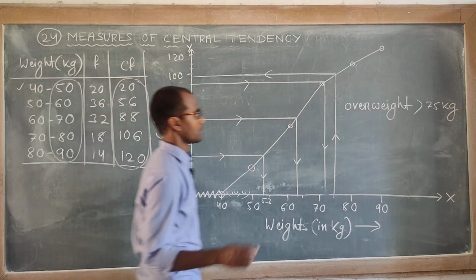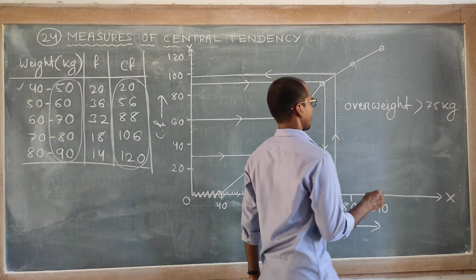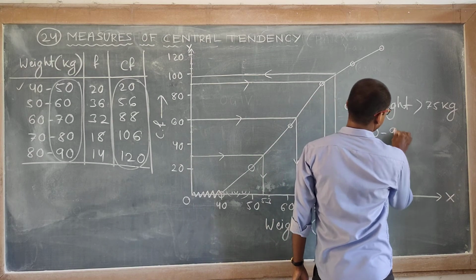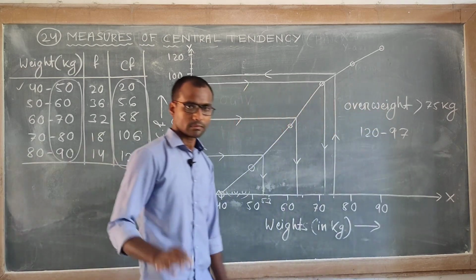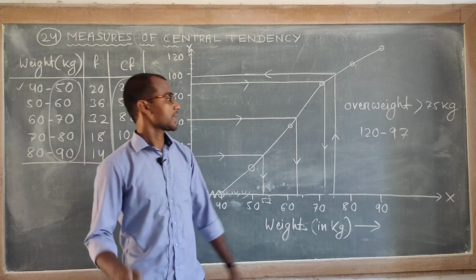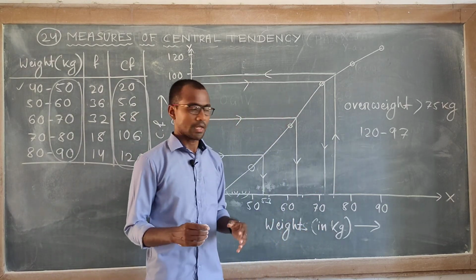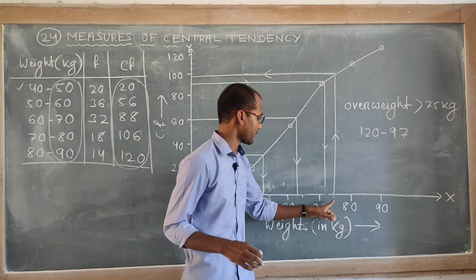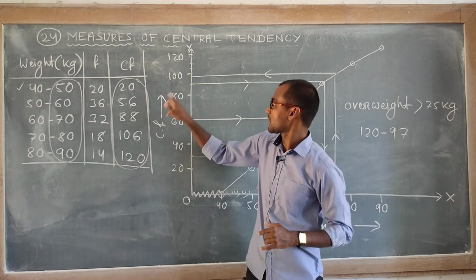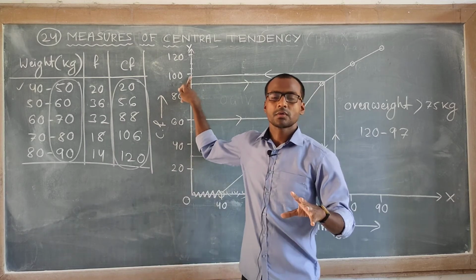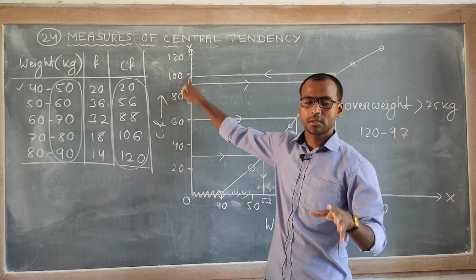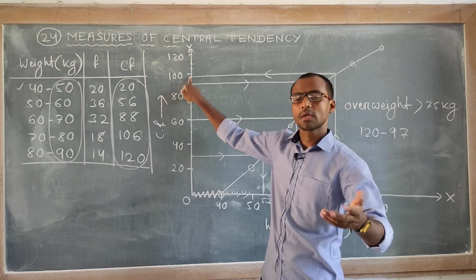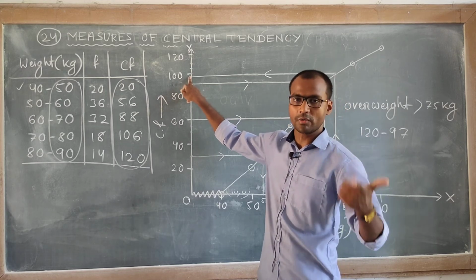So number of children who are overweight. Number of children who are overweight is 120 minus 97. Number of children who are overweight is not 97. Number of children who are below 75. We started from 75. We reached 97. So there are 97 children in the class whose weight is below 75 kg. But we want above 75 kg. So you have to subtract this 97 from 120.